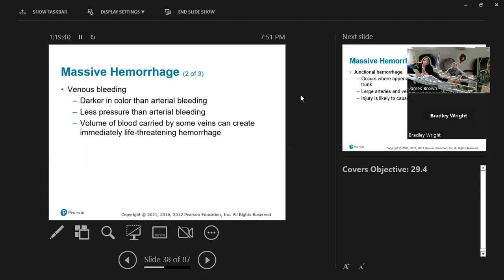Venous bleeds, like I said, typically be darker, less pressure, so it's not like spraying across the walls, unless they do something weird and try and put a tourniquet on there, which blocks off venous flow, but not arterial flow. At that point, it gets real interesting real quick. At that point, you're calling a nurse over because it's like, oh, I didn't expect that. And the volume of blood carried by some veins can create immediately life-threatening hemorrhage.